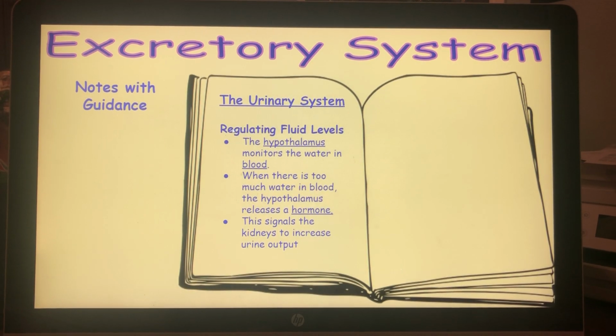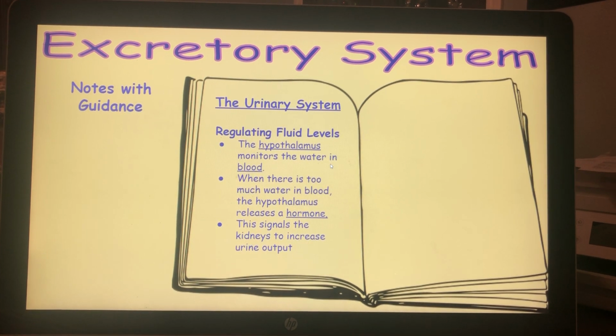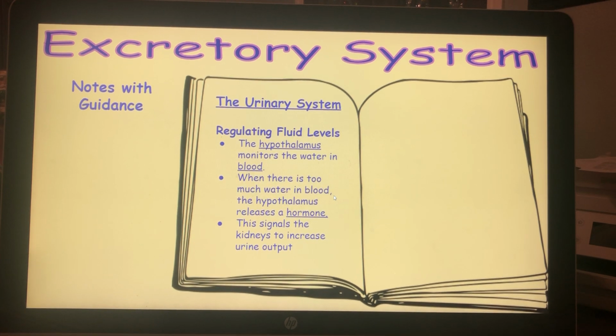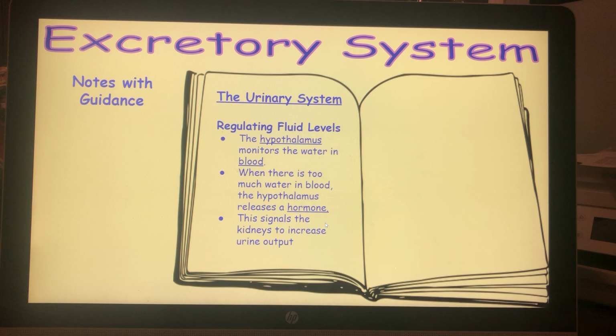So for your notes, you're going to write regulating fluid levels. The hypothalamus monitors the water in the blood. When there's too much water in the blood, the hypothalamus releases a hormone. This signals the kidneys to increase urine output.